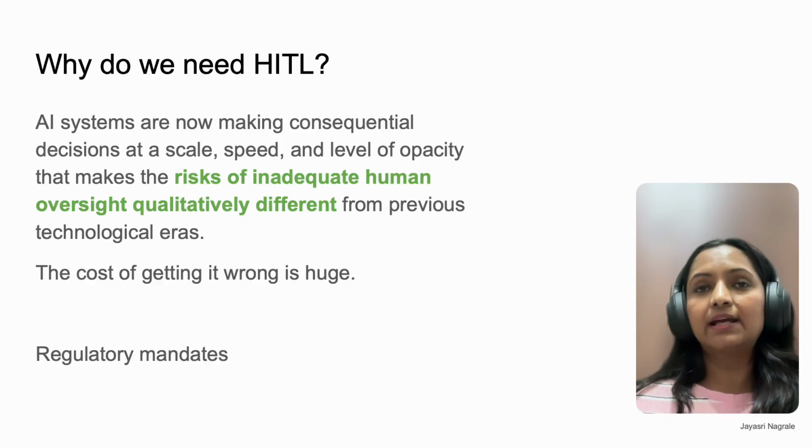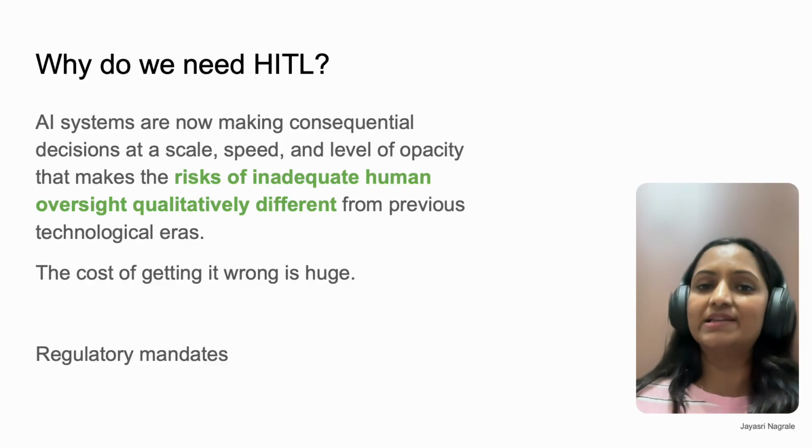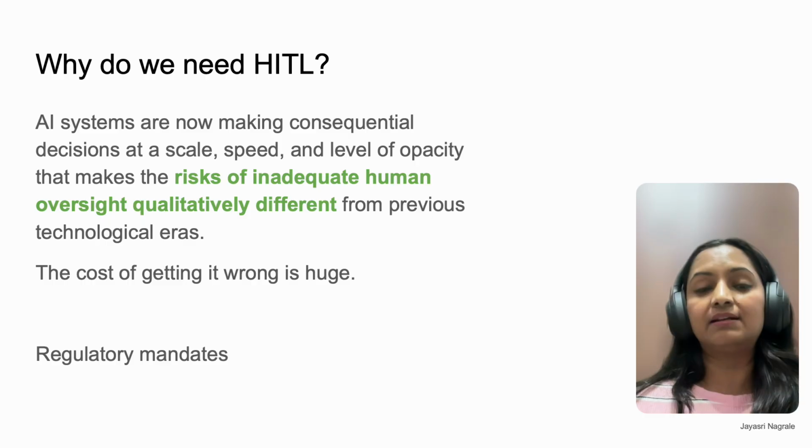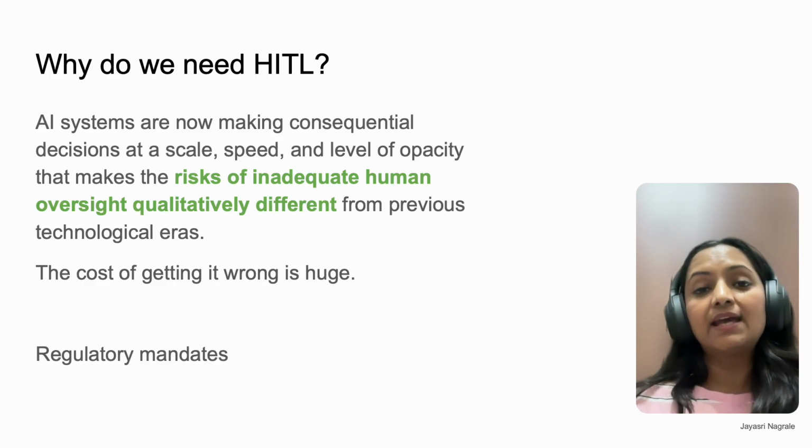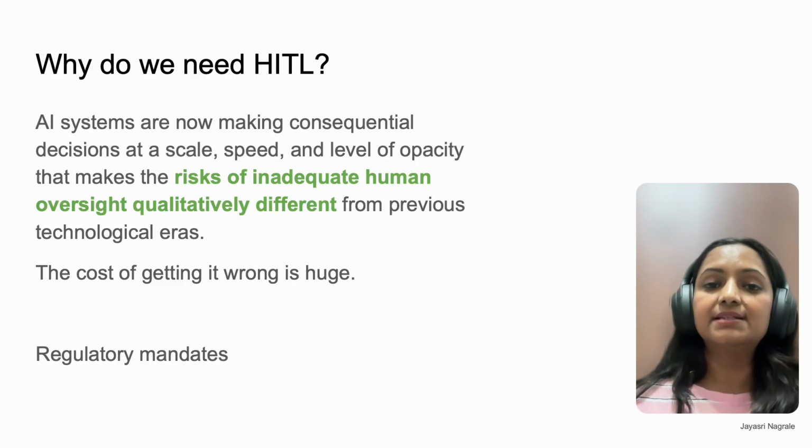But for decisions that the AI is now taking that have consequences attached to them, that affect one or more people, one or more systems at large, especially if the decisions are made at a large scale or a large speed, or if they have any risks associated with them, then we do need to add HITL in place. So AI systems are now making consequential decisions at a scale, speed, and level of opacity that makes the risks of inadequate human oversight qualitatively different from previous tech eras.